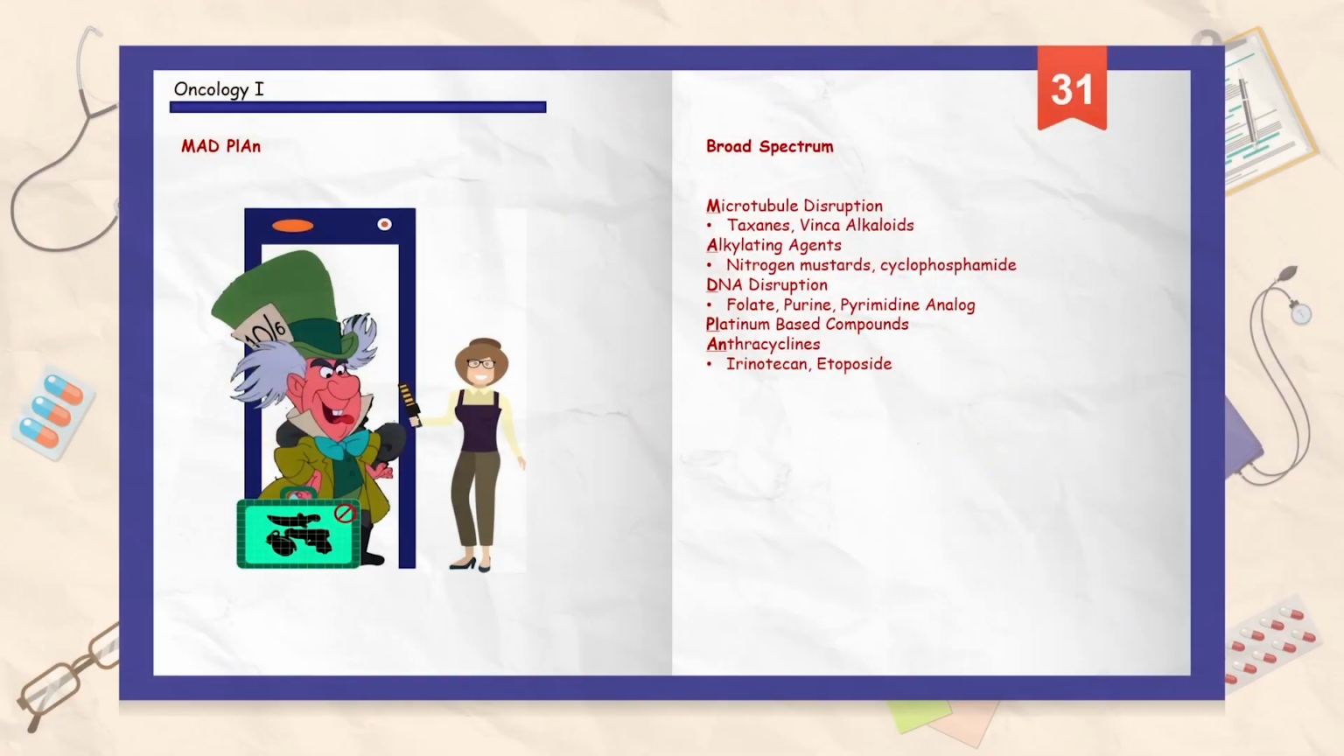The broad spectrum chemotherapy does not discriminate against any cells, but it kills all cells that are potentially rapidly dividing. These rapidly dividing cells include bone marrow cells, hair follicles, as well as the stomach lining. Hence, we have all these effects such as myelosuppression, balding, as well as nausea and vomiting. And so the Mad Hatter can actually be utilized as an analogy to envision the broad spectrum chemotherapy. The Mad Hatter has a MAD plan.